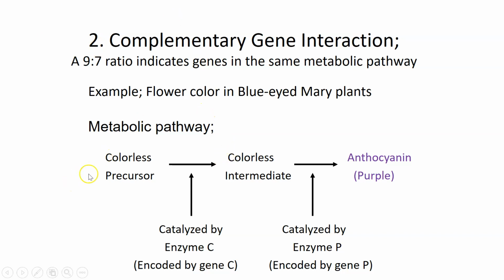All right, here's the metabolic pathway in blue-eyed Mary plants that's involved. There's a colorless precursor, which is converted by an enzyme encoded by the C gene. And if that enzyme is present, it converts it to a colorless intermediate. The colorless intermediate is converted by an enzyme encoded by the P gene. And if that enzyme is present, it produces the end product for this pathway, which is anthocyanin, a purple pigment. Plants that have anthocyanin are purple, produce purple flowers. Plants lacking anthocyanin produce white flowers.